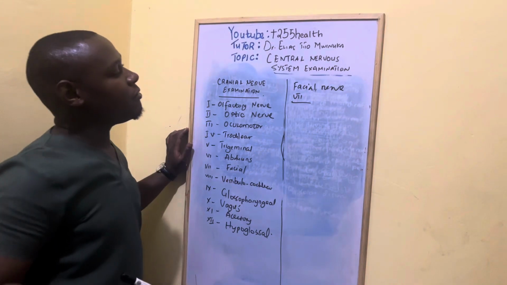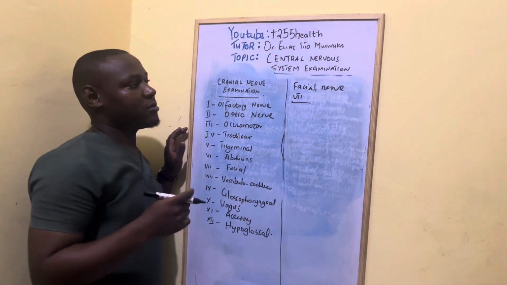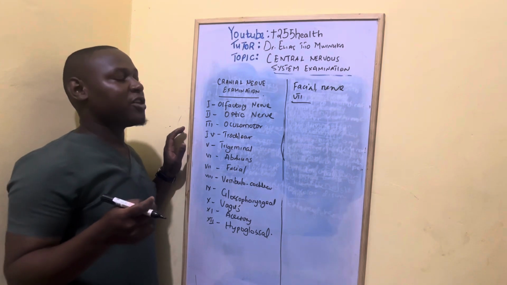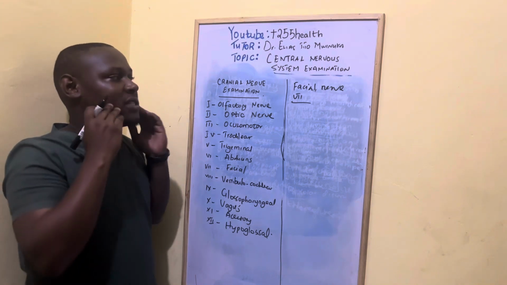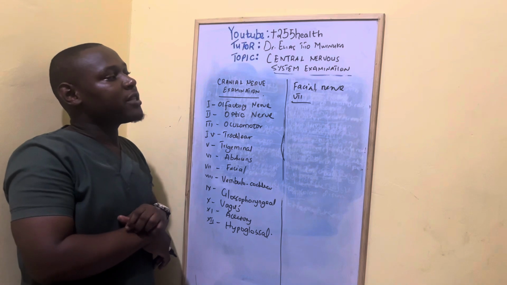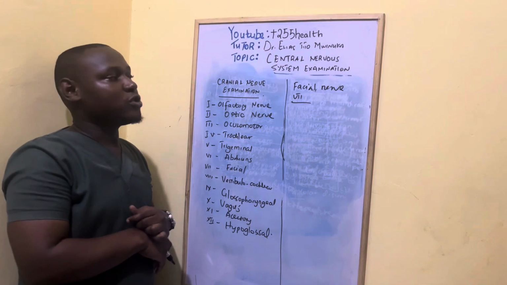In the facial nerve, you're going to ask the patient to raise the eyebrows, and you can ask the patient to blow, and then see if you can resist that. By doing that, you're able to know that the motor function of the facial nerve is not affected.